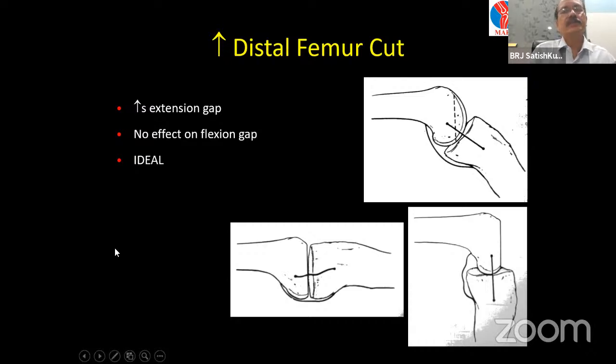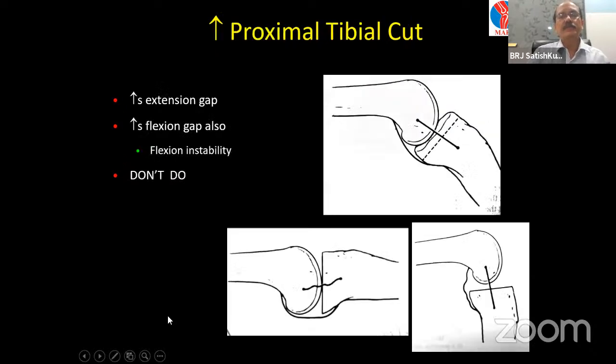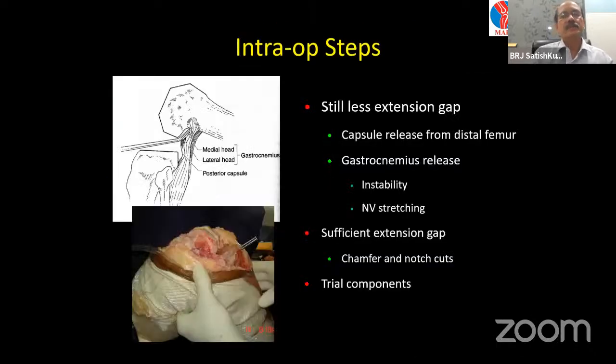So increasing the distal femur cut increases the extension gap, with no effect on the flexion gap. So this is ideal in case of flexion deformity. If you increase the proximal tibial cut, it increases both the extension and flexion gap. So in extension, you may have a correct gap, but in flexion, the gap will be more, what is called flexion instability. So finally, as I said, you may have to release the capsule from the distal femur, and the gastrocnemius release. Generally, if you do the gastrocnemius release, it can be associated with instability.